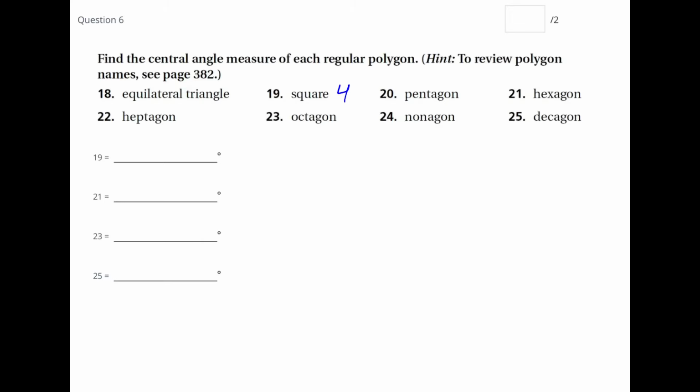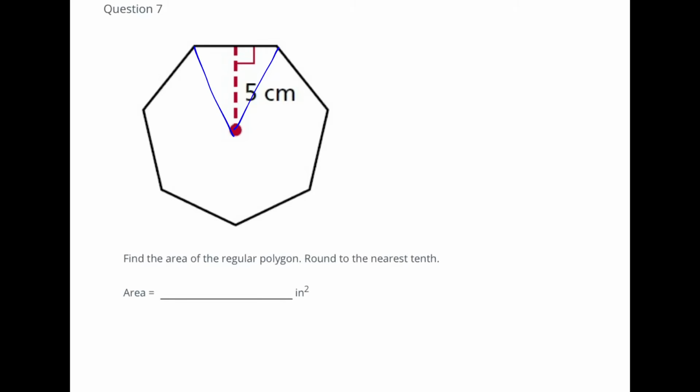A square has 4 sides, a hexagon has 6, an octagon has 8, and a decagon has 10. So if I take 360 divided by 4, I get 90 degrees. 360 divided by 6 is 60 degrees. 360 divided by 8 is 45 degrees. 360 divided by 10 is 36 degrees. So I'm going to start by figuring out my central angle.